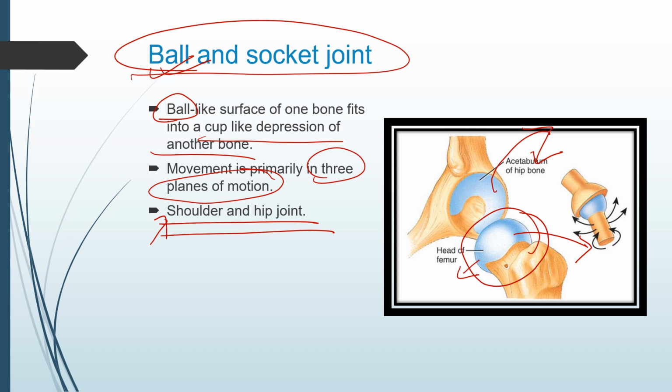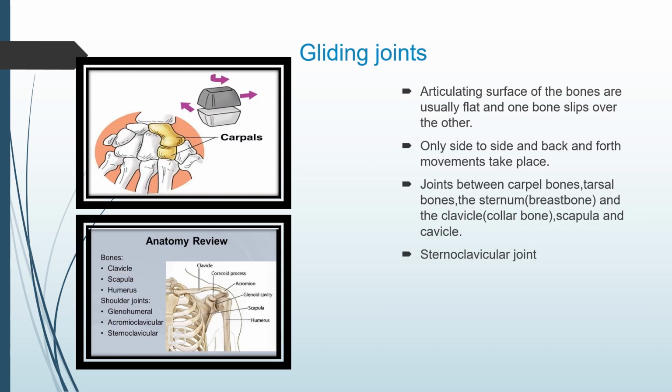Now here come the gliding joints. This is another important joint. So what are gliding joints? They have articulating surfaces of the bones that are usually flat, and one bone slips over the other. Referring to the diagram here, the articulating surfaces are flat and one bone slips over the other bone.